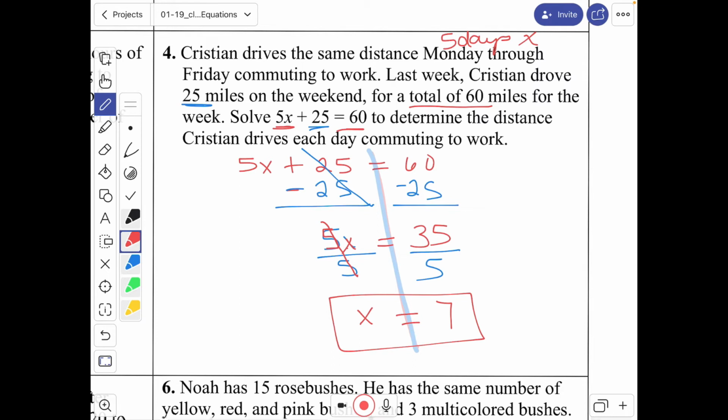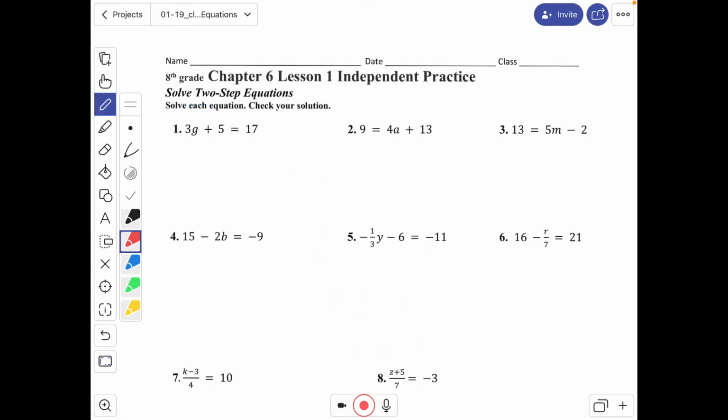It is very important that when you're working these equations, it looks like this. Notice how it goes straight down. I did the same thing to each side. I kept my equal sign in the middle. Please be sure that you're doing that. Let's look at some of the problems you're going to be working. So I'm going to look at number 3.